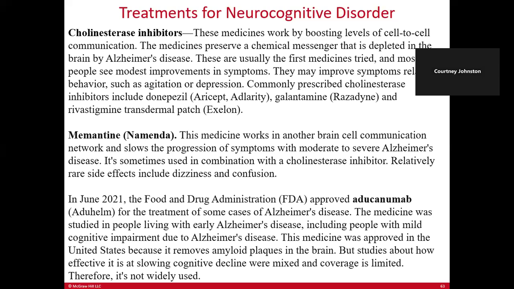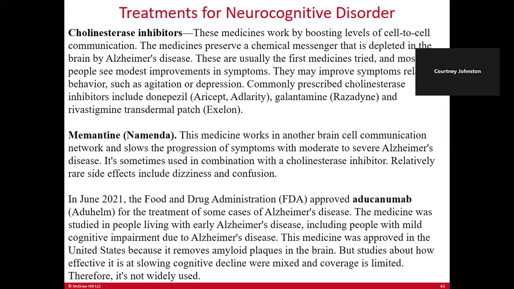You might see these cholinesterase inhibitors that include Aricept, Adlarity, Razadyne, and Exelon. Also, memantine or Namenda. This is going to also work in regard to brain cell communication, slowing the progression of symptoms. It's sometimes used in combination with the cholinesterase inhibitor. There are some rare side effects like dizziness and confusion, but in general, this is used for moderate to severe Alzheimer's.